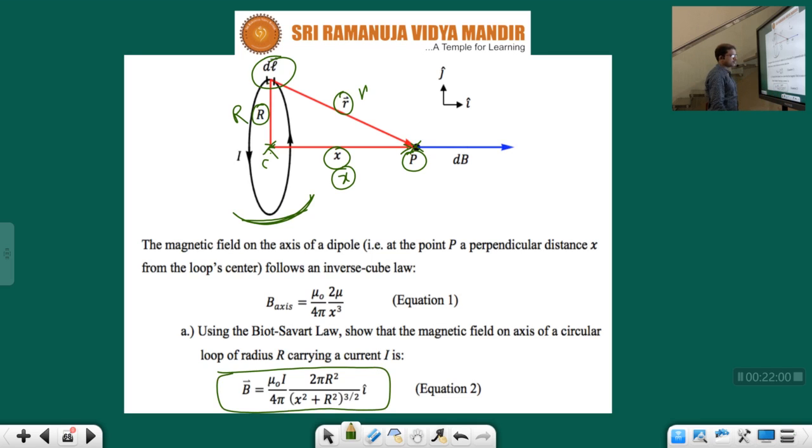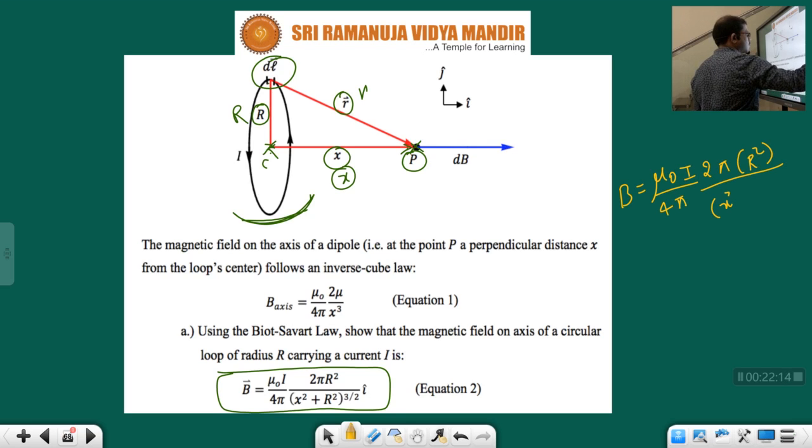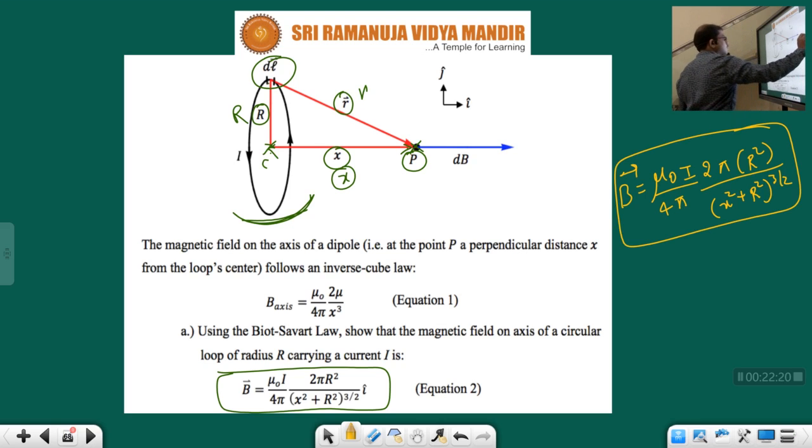B is equal to mu naught I by 4 pi into 2 pi r square by (x square plus r square) whole power 3 by 2. This is the direct formula, children. How much magnetic field is created here? This is the formula: mu naught I by 4 pi into 2 pi r square by (x square plus r square) whole power 3 by 2.